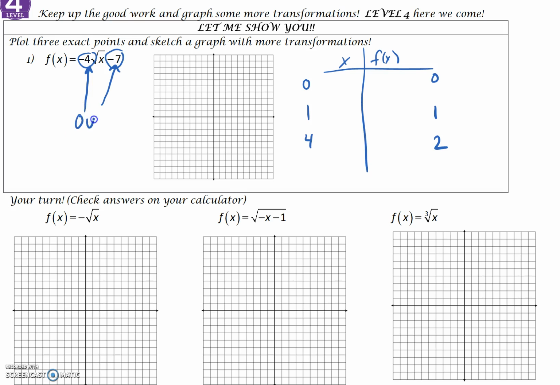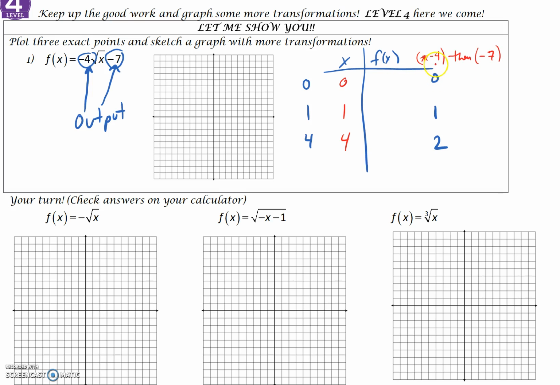So this is all to my output. Nothing is happening to my inputs. There's nothing with the x. So I know right now that 0, 1, and 4 are going to remain. So to my outputs, I'm going to multiply by a -4, and then I'm going to subtract 7.